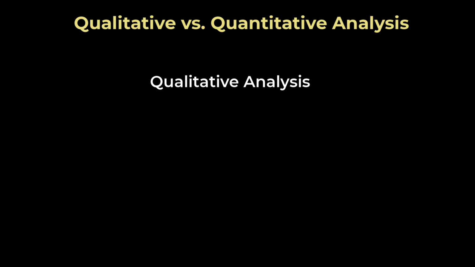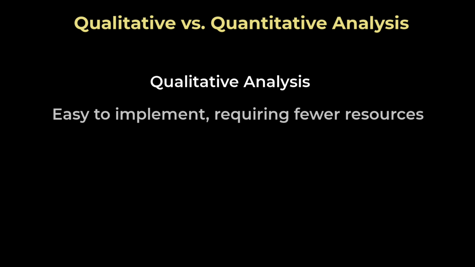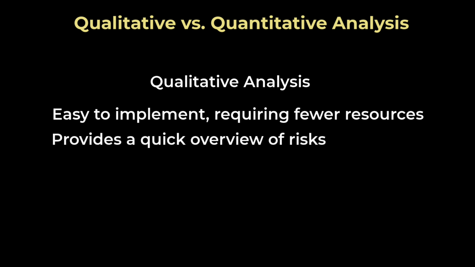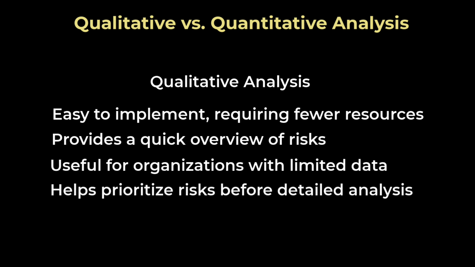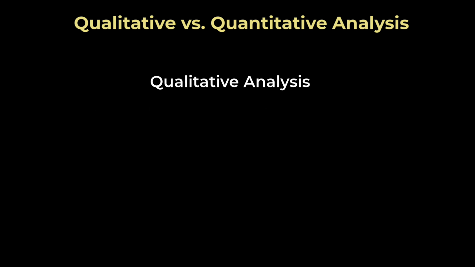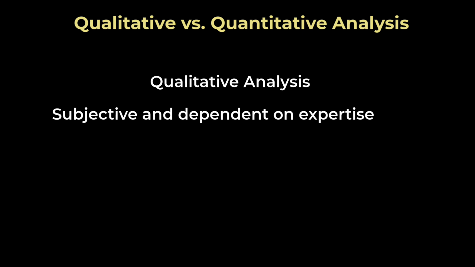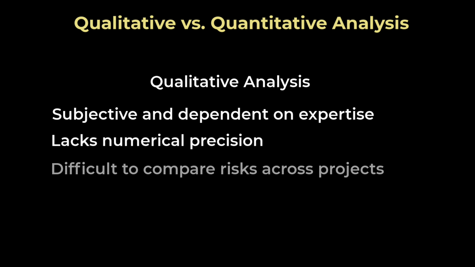Qualitative advantages include: easy to implement and requires fewer resources, provides a quick overview of risks, useful for organizations with limited data availability, helps in prioritizing risks before applying detailed analysis. Limitations include: subjective and dependent on expert judgment, lacks numerical precision and measurable risk values, difficult to compare risks objectively across different projects.